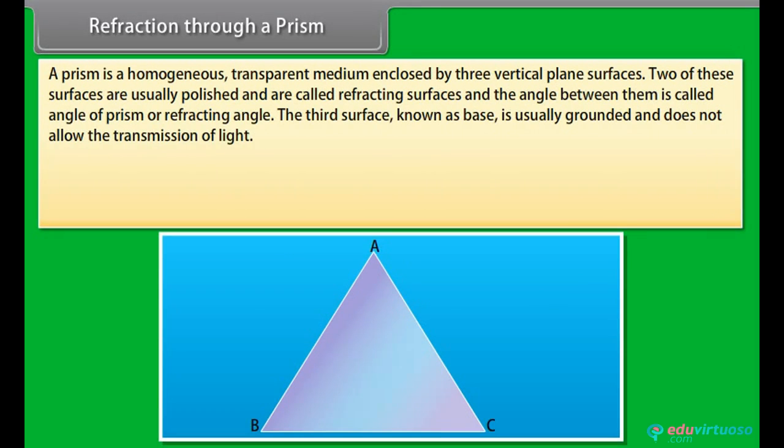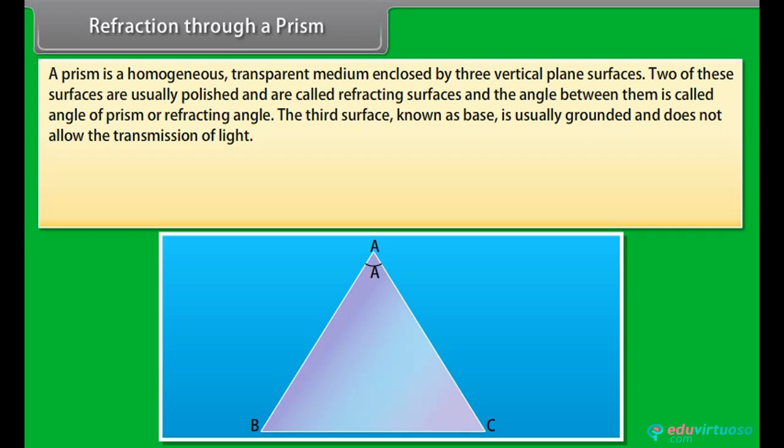Refraction through a prism. A prism is a homogeneous, transparent medium enclosed by 3 plane surfaces. 2 of these surfaces are usually polished and are called refracting surfaces, and the angle between them is called the angle of prism or refracting angle. The third surface, known as base, is usually grounded and does not allow the transmission of light.